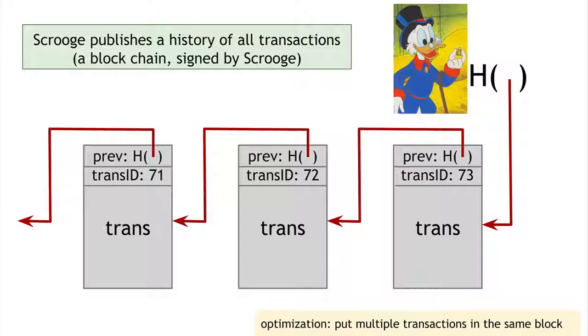and publish it. Now anybody can verify that Scrooge really did sign this hash pointer, and then they can follow this chain all the way back and see the entire history of all the transactions in the history of Scrooge coin as endorsed by Scrooge.